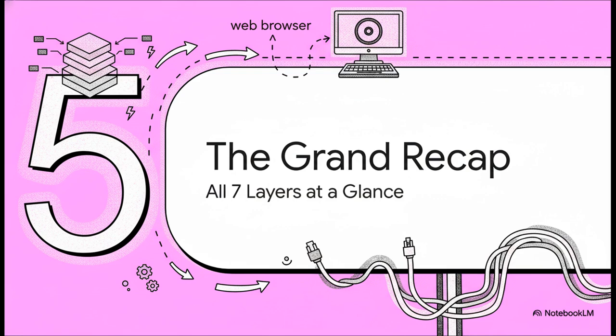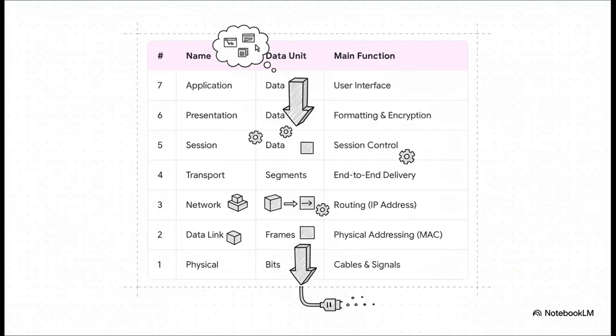We have covered a lot of ground, haven't we? We've got all the way from your web browser down to the physical wires. So let's do a really quick recap just to put it all together one last time. And there it is, the entire journey, all on one slide. We start up at layer 7, the application layer, where you, the user, create your data. It then travels down through each layer, getting packaged and addressed and sorted until it finally hits layer 1, the physical layer, where it becomes actual bits on a wire.